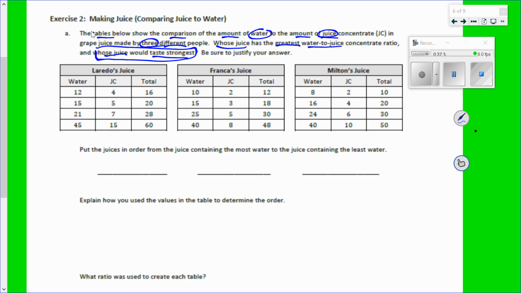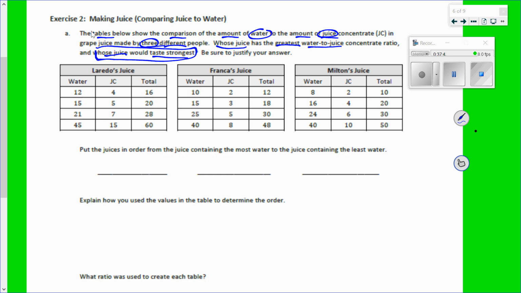When I look at tasting strongest, am I going to have more water or less water? Well, how does that make it stronger? Because there's more juice there, right? So what I'm saying is, who has the least amount of water to see who's got the strongest drink, right? So let's look at it. Again, the easy way to do it, common comparison. Where do I see a number that's the same between at least 2 of the tables?